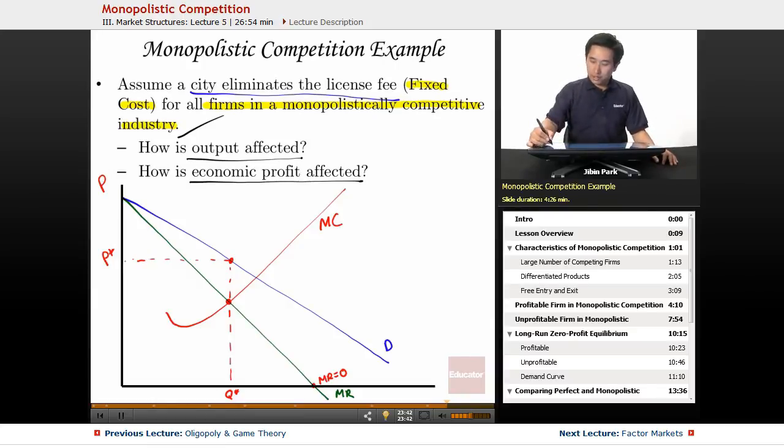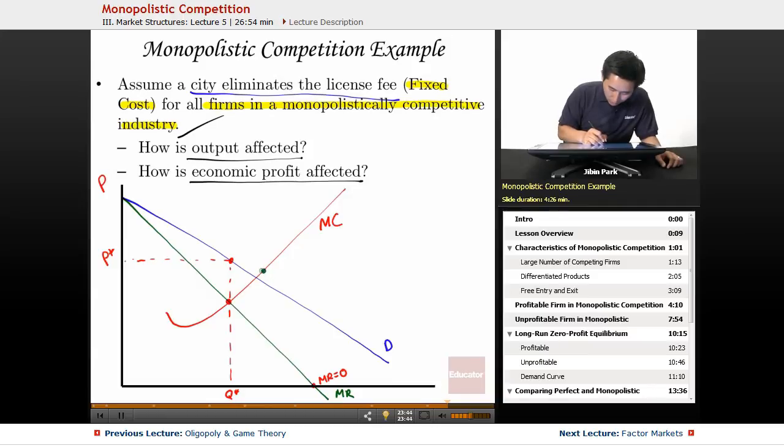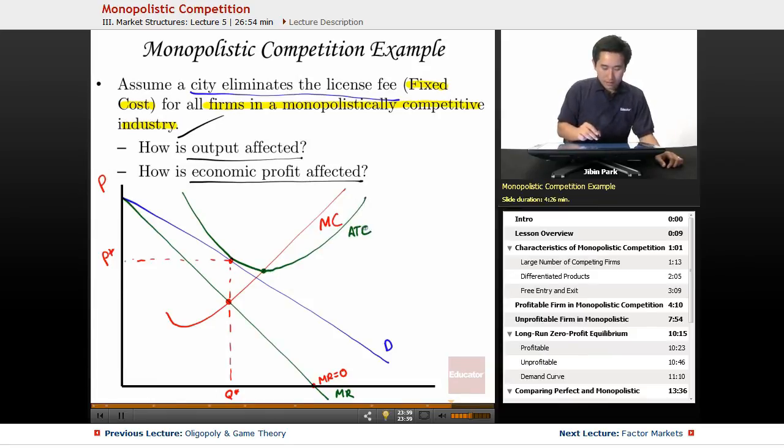Now, where's the ATC going to be here? If it's in long run equilibrium, again, choose a point below the profit maximizing price, but above the point of allocative efficiency. And you draw the ATC where it's tangent to the profit maximizing point here. And basically, you have a monopolistically competitive firm in long run equilibrium. So this is all the points of the graph. Everything's labeled here. Now, the one exogenous event that occurs is that the city eliminates the license fee.